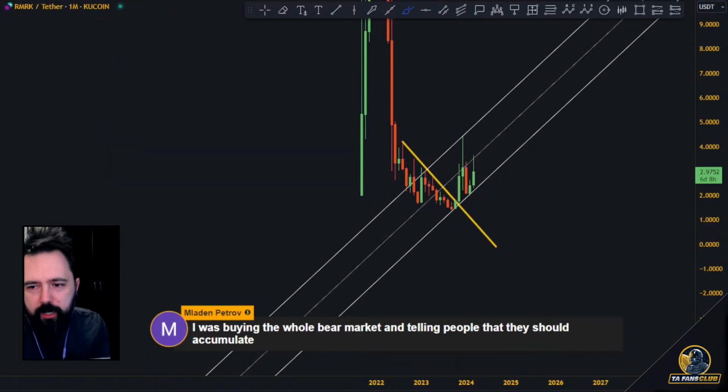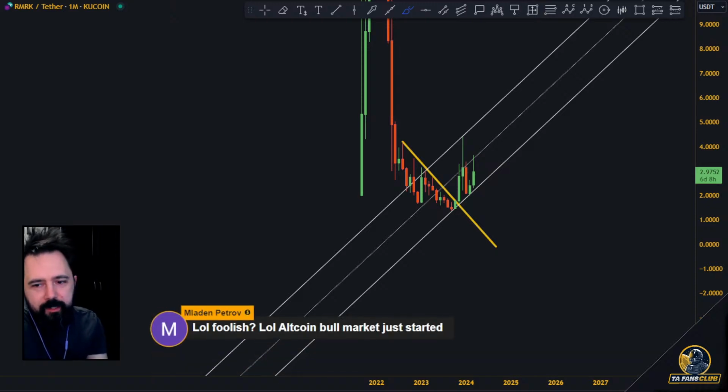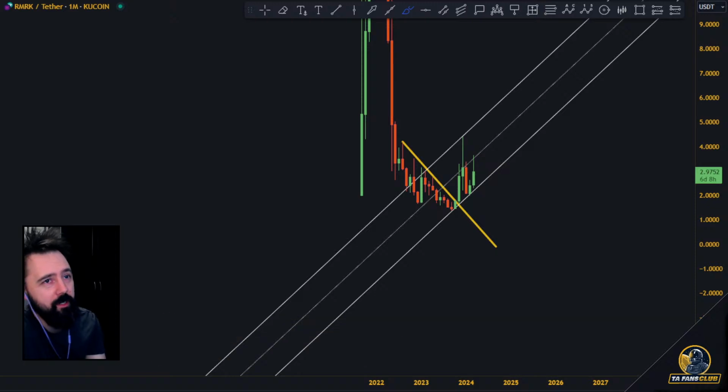I was buying the whole bear market and telling people they should accumulate. Altcoin bull market just started. So it might be foolish buying Bitcoin now, but it's definitely not foolish buying altcoins. So there is that.